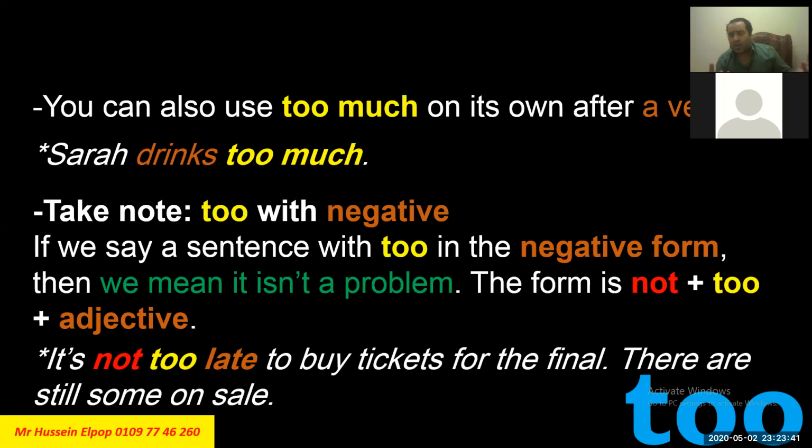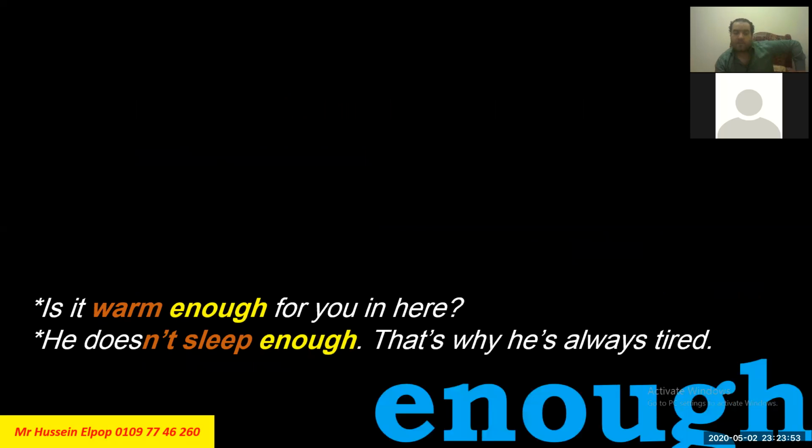He's too weak to carry the box. Now we go to the word enough. Read. It's warm enough for you in here. Is it warm? To indicate that the adjective is okay, it's good. Warm and enough, so enough comes after an adjective. Only an adjective. What about the second example?